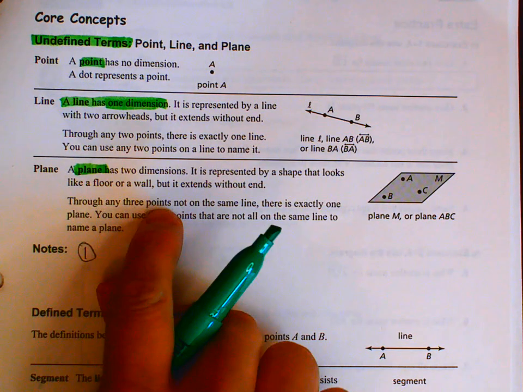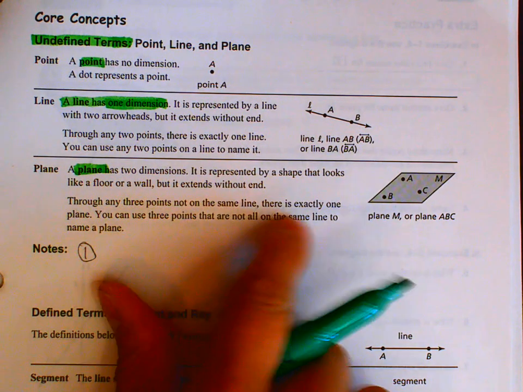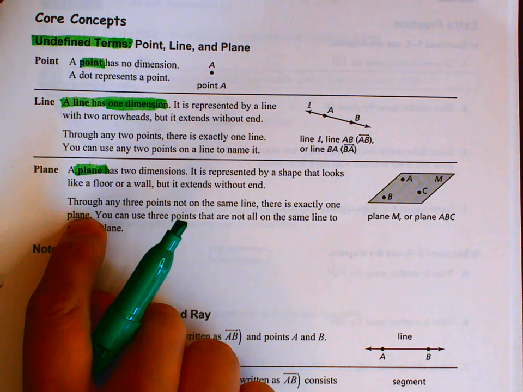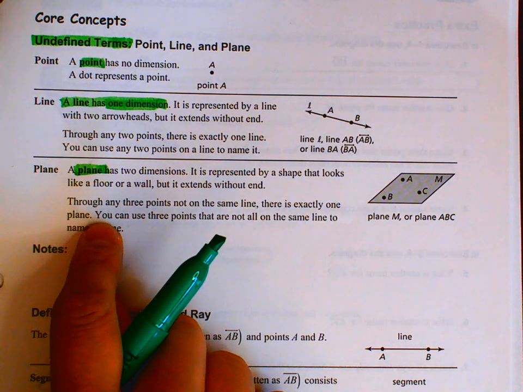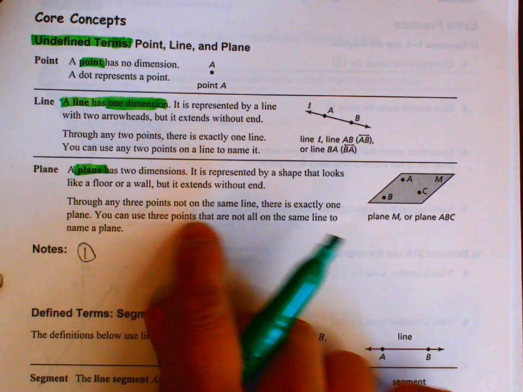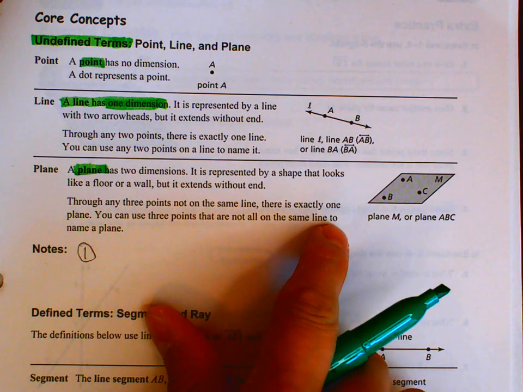Through any 3 points not on the same line, there is exactly one plane. And these will make a little bit more sense once we start doing some diagrams. You can use these 3 points that are not all on the same line to name a plane.